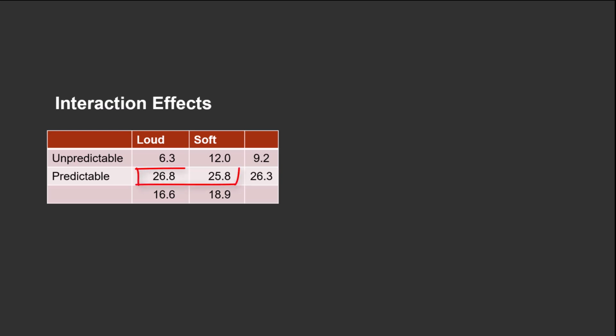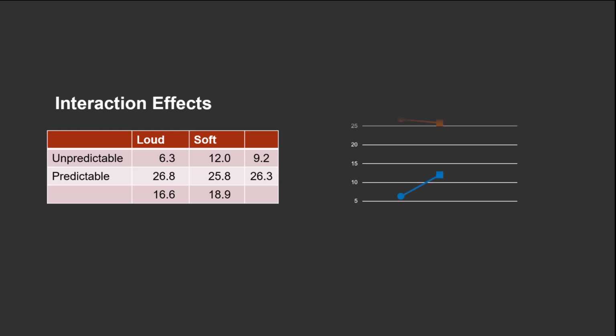For those in the predictable condition, the volume of the noise didn't make that much of a difference. Both groups attempted about the same number of puzzles. The scores of those in the unpredictable condition, however, varied greatly. Those who experienced a loud and unpredictable noise attempted only half the number of puzzles as those who experienced a soft but unpredictable noise. And you can see this here in the chart.